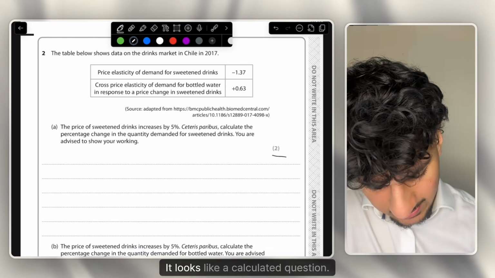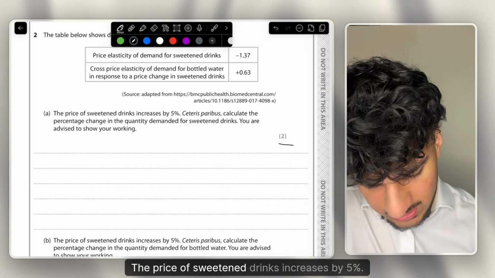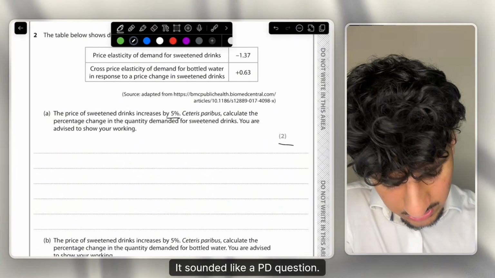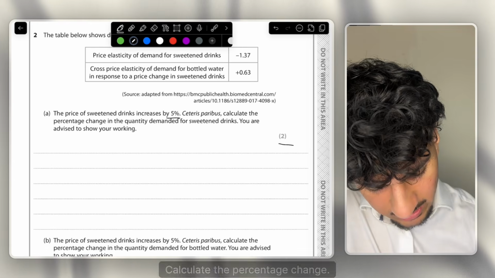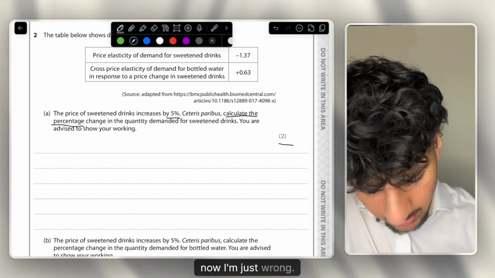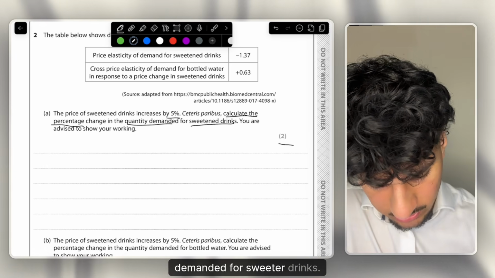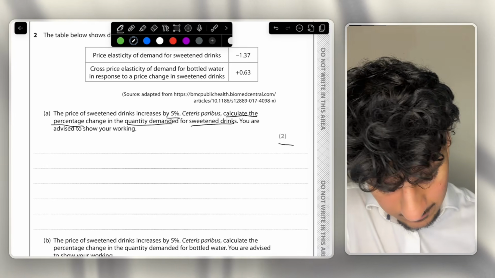2 marks. It looks like a calculate question. The price of sweetened drinks increases by 5%. So straight away, I haven't even read the question. It sounded like a PED question. Ceteris paribus, calculate the percentage change. Okay, no, I'm just wrong. So calculate the percentage change in quantity demanded for sweetened drinks, and I'm advised to show my workings.